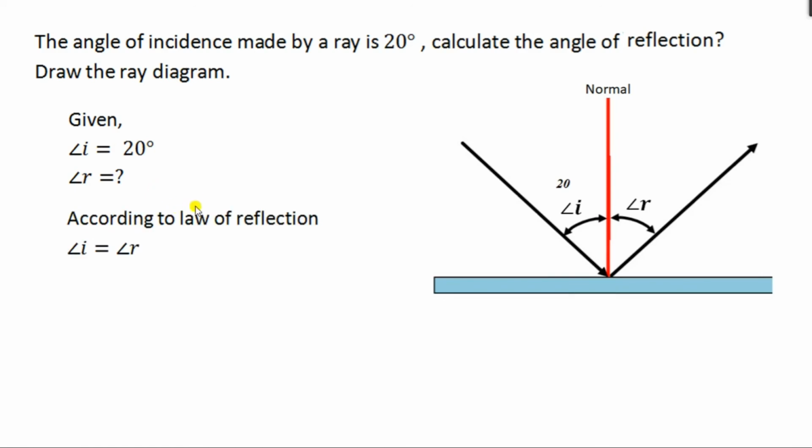And according to law of reflection, I can write angle I is equal to angle R. Angle I is already given, so I can put the value 20 is equal to angle R, or I can write angle R is equal to 20. So angle of reflection is 20 degree.